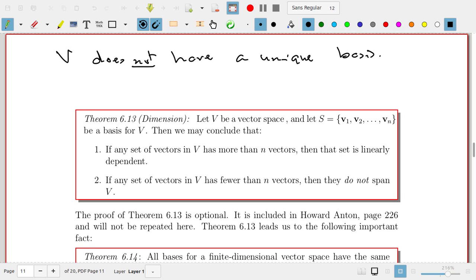So the theorem basically says that if any set of vectors in V has more than n vectors, meaning the number of vectors in the original basis, then that set is linearly dependent. If there are more than n vectors, then you can express any of the vectors as a linear combination of the others. And if any set of vectors in V has fewer than n vectors, then they do not span V.